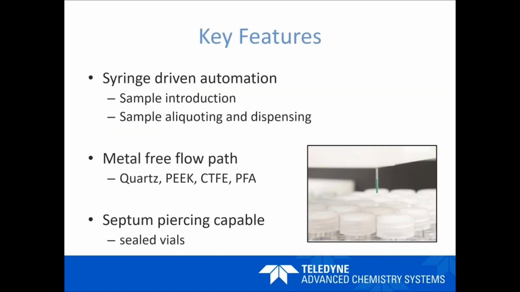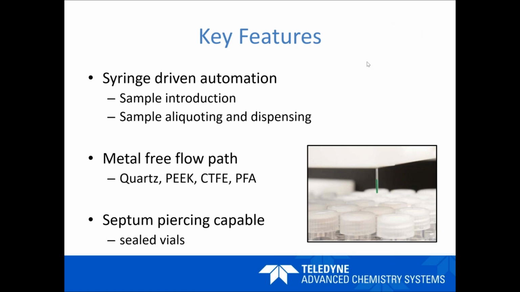Okay. So key features of the system. I've mentioned a lot of this already. This is a syringe-driven autosampler where you're using syringes for taking up your sample, so sample aliquoting, positioning it onto a sample loop, and then dispensing and introducing your sample to an ICP-MS nebulizer and spray chamber.